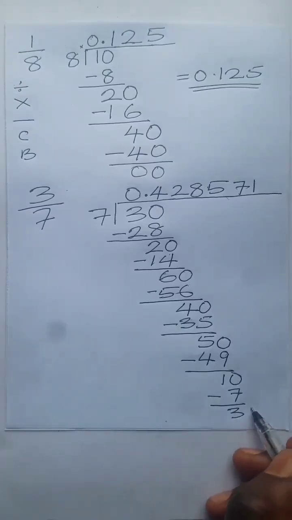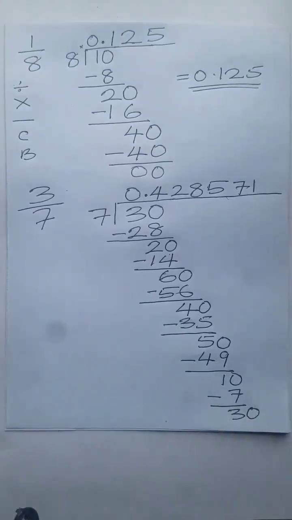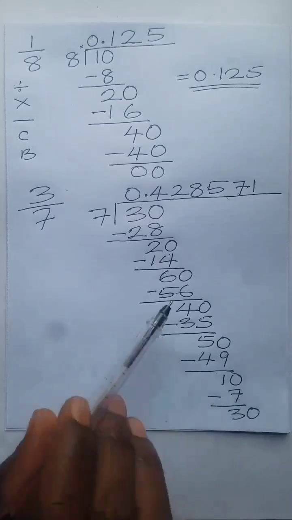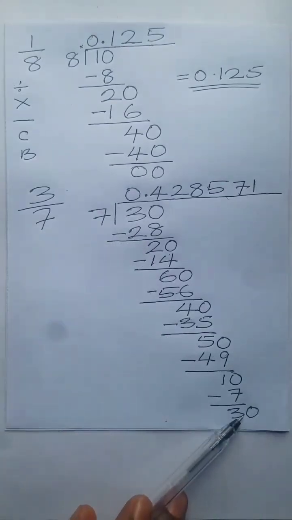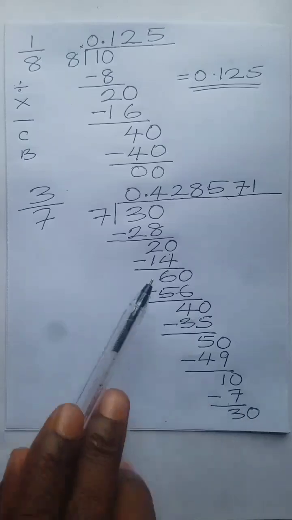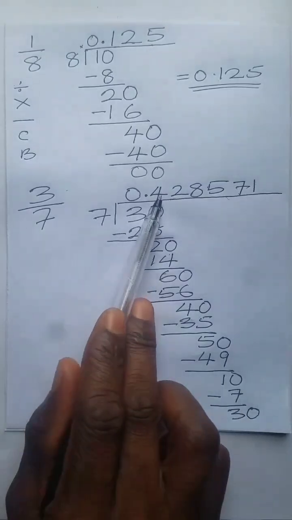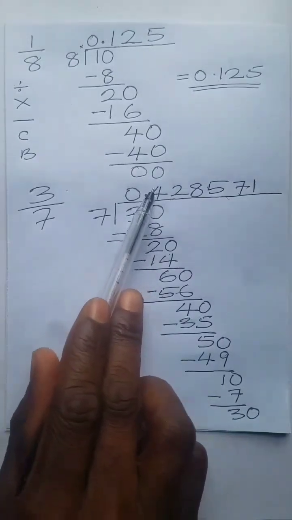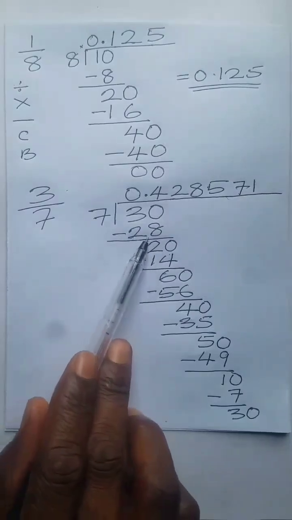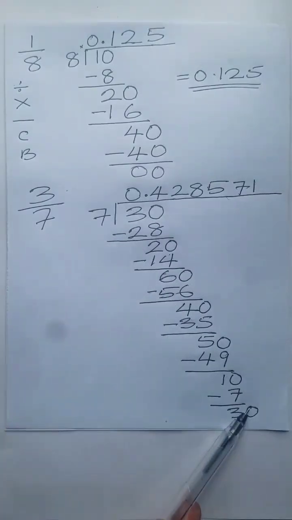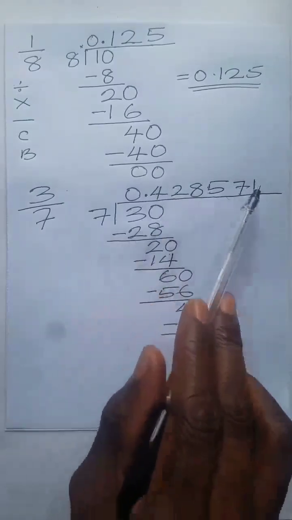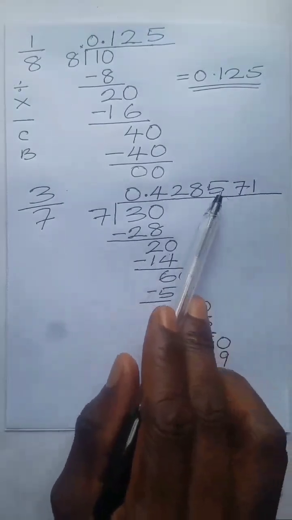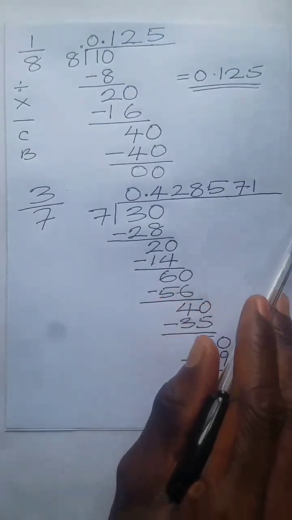Now we add a 0. I would like you to take note. This 30 is this 30. We are going to run this process again. Because once you say 30 divided by 7, you are going to have 4. And then you are going to start again. 4 times 7, you are going to have 28. And then this is going to repeat. So if I continue, I'm going to have 4, 2, 8, 5, 7, 1 again.